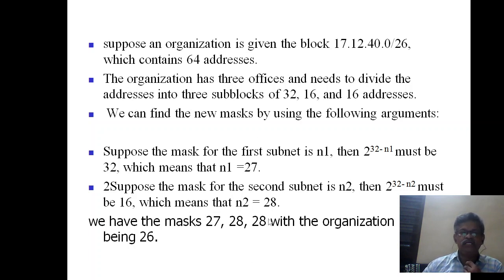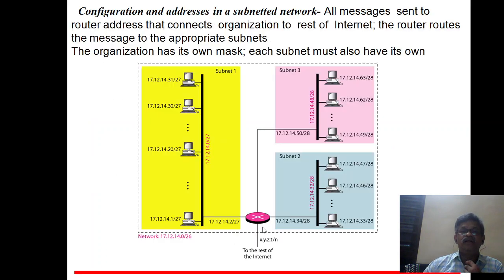So actually we will see that instead of 26, 27 and 28 would appear. 27 and 28 instead of 26. To the rest of the world it would appear as 26. So the other subnetting is within this organization. So we'll see how it is done. So 17.12.14.31.